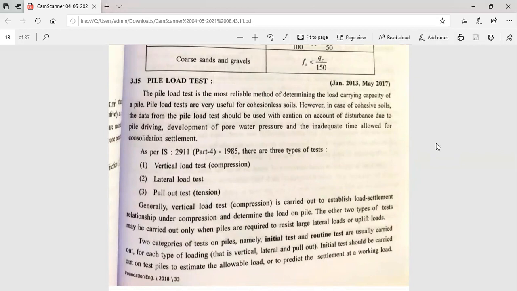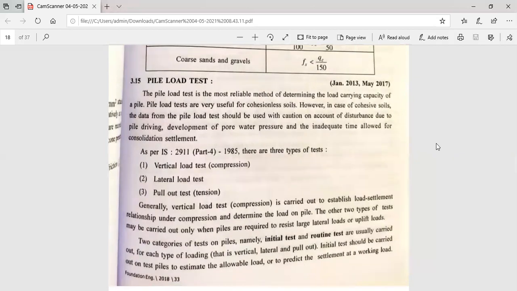So there are three types of test, which are the vertical load test, the lateral load test, and the pull out test. Generally, a vertical load test is carried out to establish the load settlement relationship under compression and determine the load on the pile. The other two types of test may be carried out only when the piles are required to resist large lateral loads and uplift loads, right?